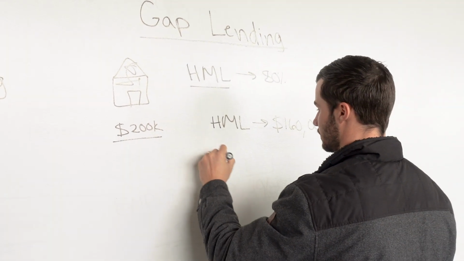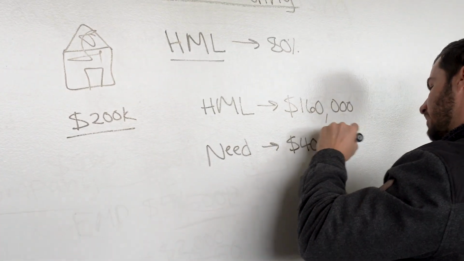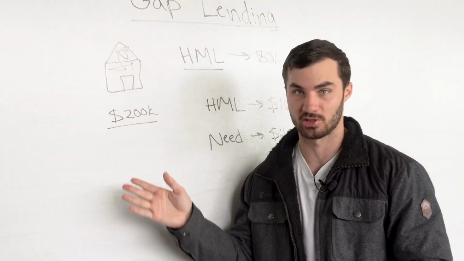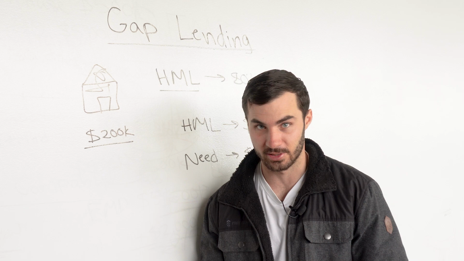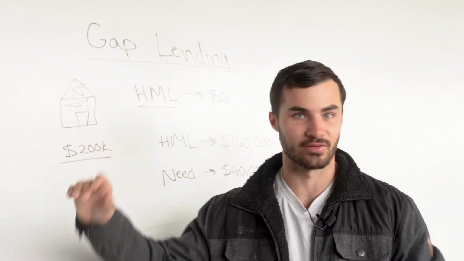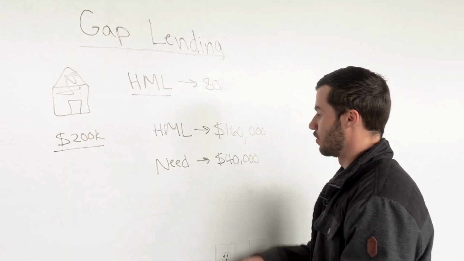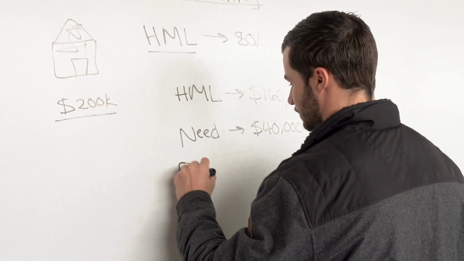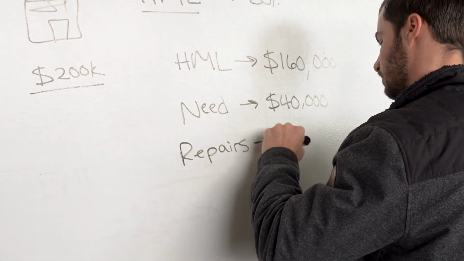So we need 40,000 to close. And then the other thing is that if you've fixed and flipped, or you know anybody that fixed and flipped, obviously you don't just purchase the property, right? You got to fix the property up. You got to do all the repairs. You got to pay all the contractors. You got to fix all the broken everything and put it all together. And so we need $40,000 to close, but then we may need another $50,000 for repairs.